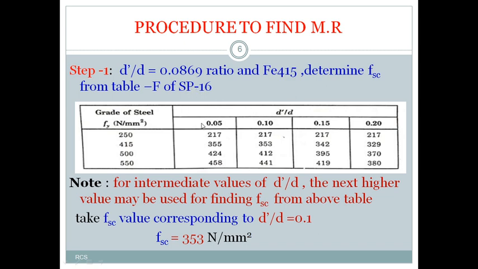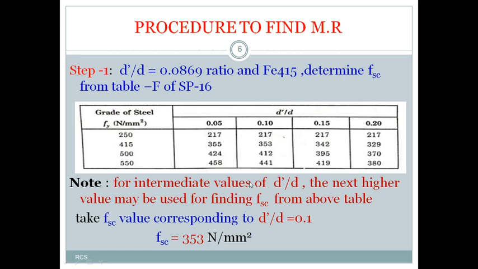So here the table is given. In this table, vertically they have given the grade of steel and horizontally they have given the d dash by d ratio. If you see here, the values are 0.05, 0.1, 0.15 and 0.2. But our obtained value does not exactly fit this table. They have also given a note that for intermediate values of d dash by d, the next higher value may be used for finding fsc from the above table. So according to this problem, we got d dash by d as 0.0869. It is neither 0.05 nor 0.1. It is in between these values.